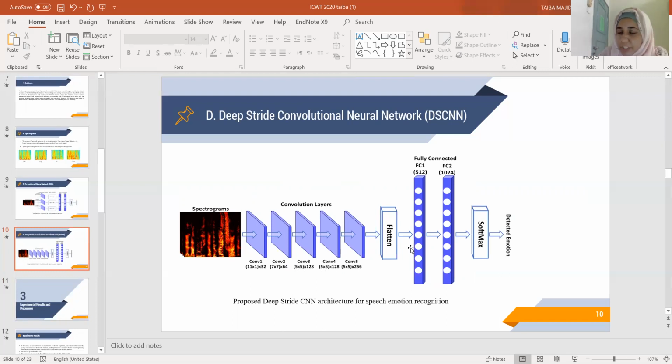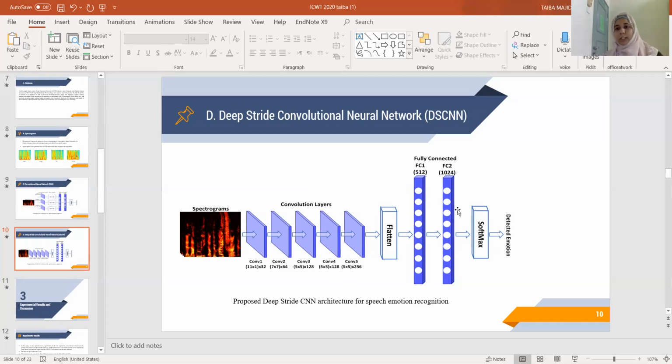After that, the output of the convolution layers, as I already said, in the convolutional neural network, we have the feature maps. Those feature maps are reduced. They are downsampled by the strides. Here we have used 2 cross 2 pixel strides. They are given to the flatten layer for flattening the output of the convolution layer. Then the output of the flatten layer is fed to the fully connected layer.